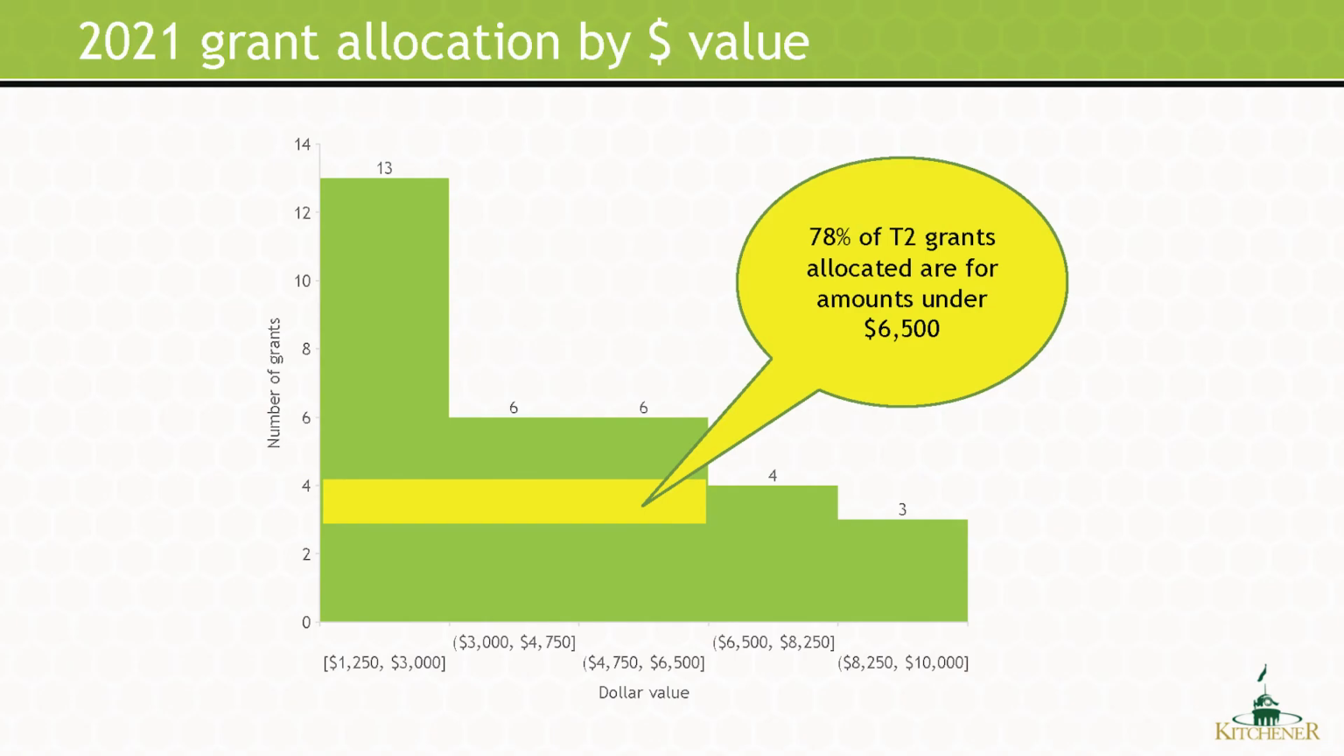This graph shows the distribution of 2021 grant allocations by amount. The bulk of grants allocated in 2021 were for amounts under $6,500. Very few grants were allocated for amounts greater than $8,250. In fact, only 3 grants were allocated for amounts between $8,250 and $10,000. Keep this in mind as you consider the amount of your grant request for 2022.